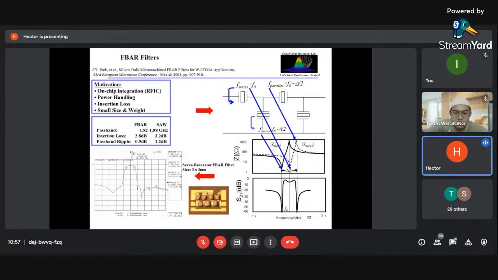Compared to the established surface acoustic wave filter technology, we find that the insertion loss and the ripple that may be attained are less.